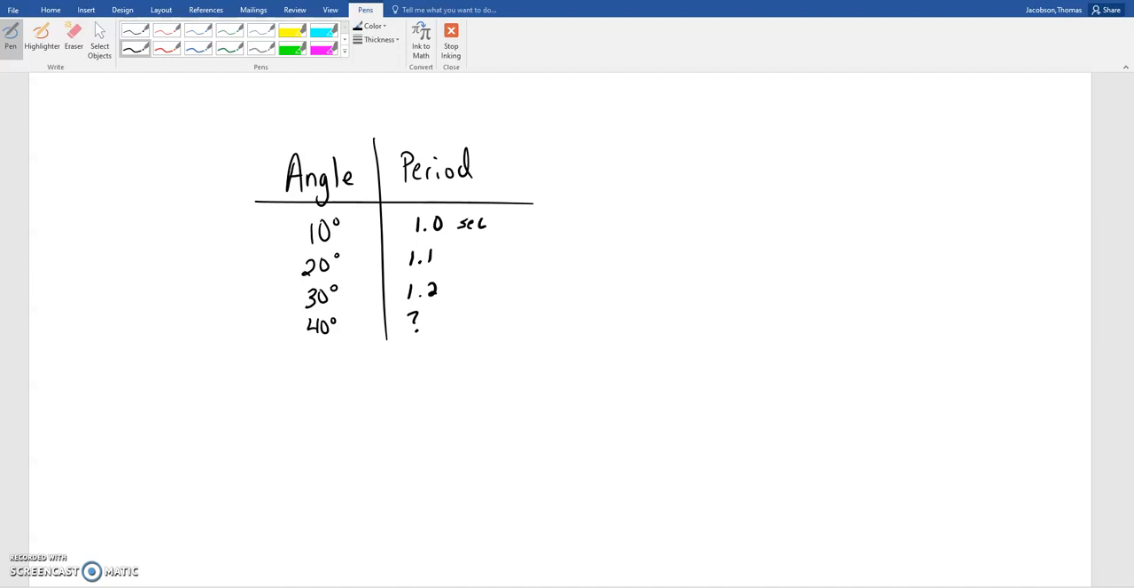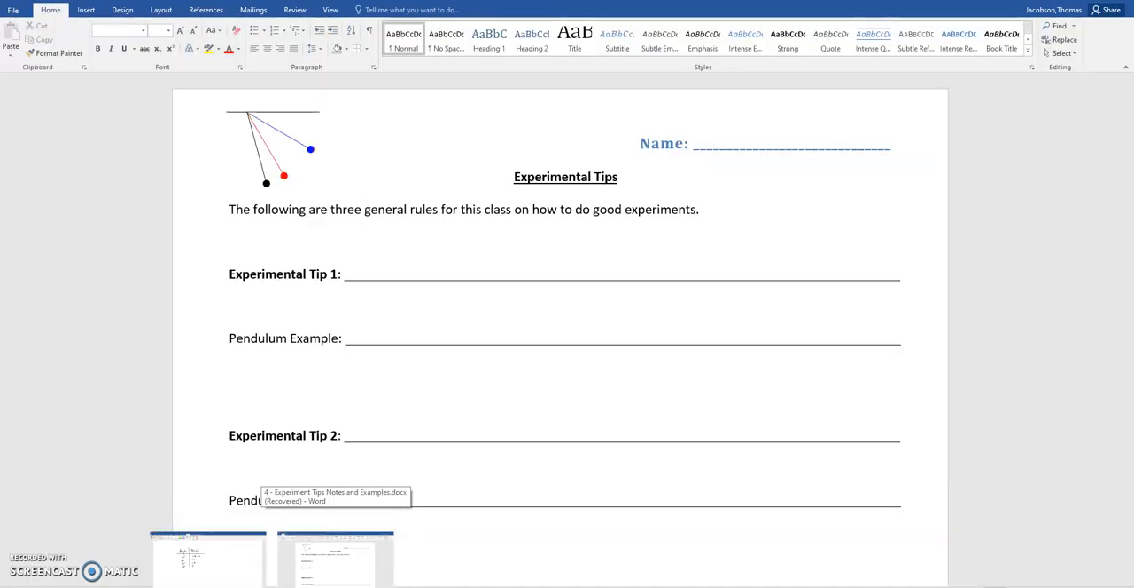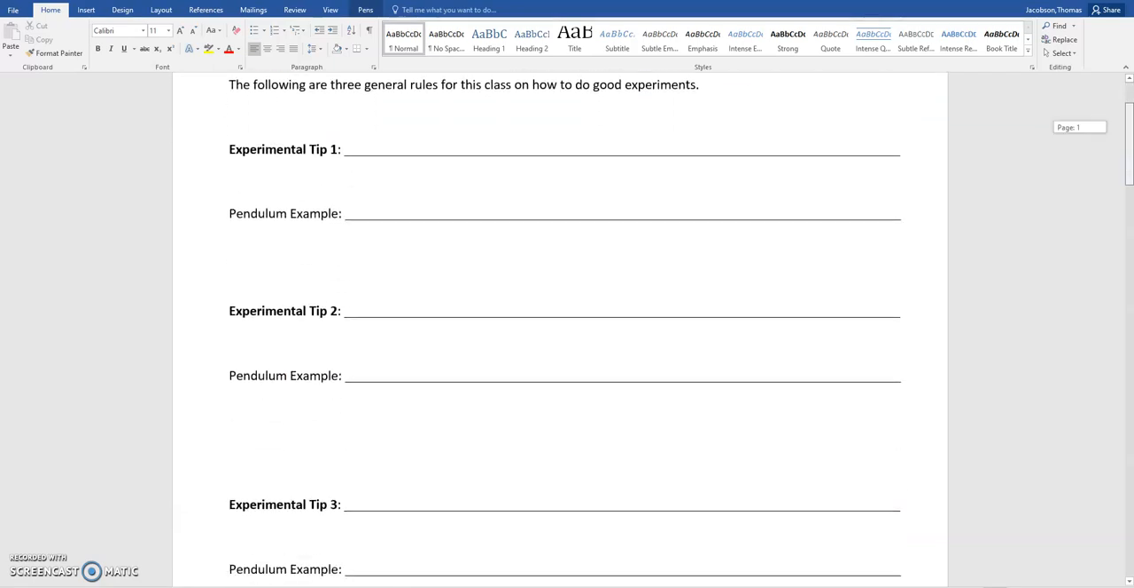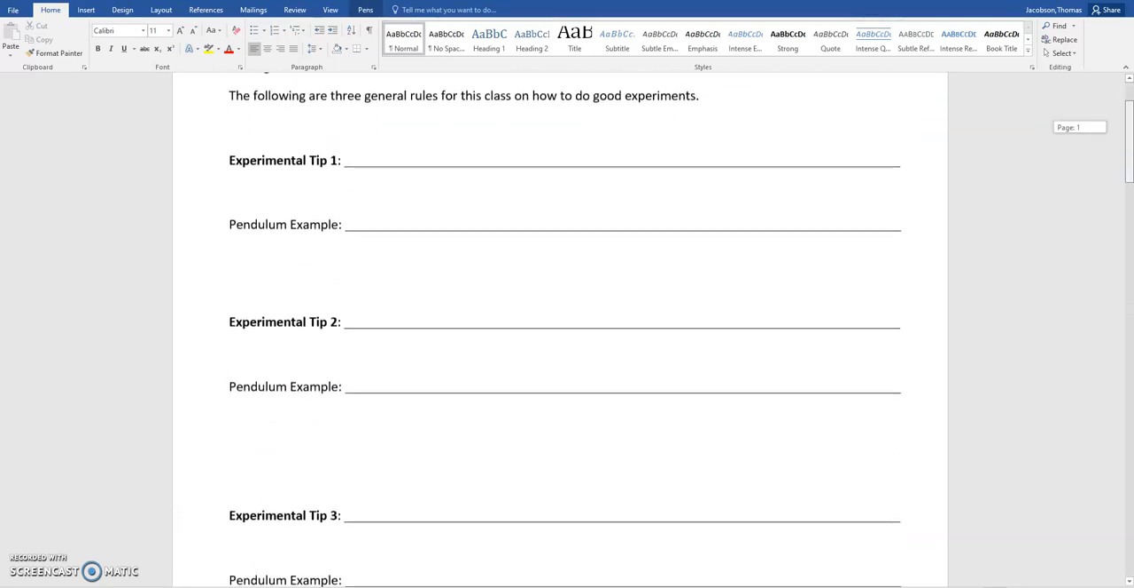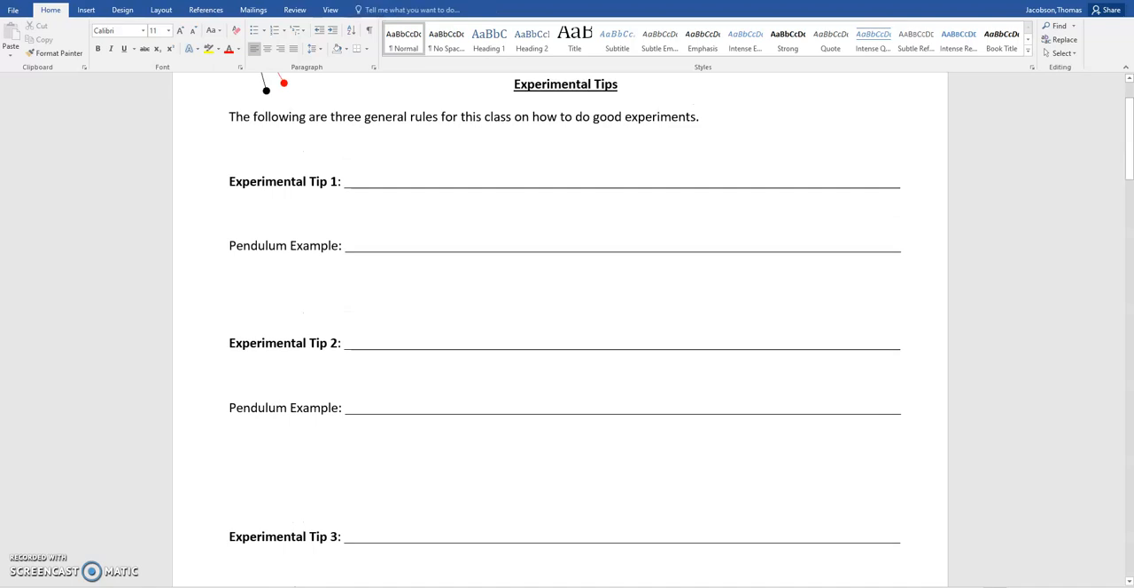So we're going to talk right now for a few minutes about the things you can do to make sure your experiment has really good data so that you can determine whether there's a trend, whether there is a relationship between two variables like I just talked about. Now, if you have this note sheet, that's great. If you don't, you can just go ahead and put these right into your notes.